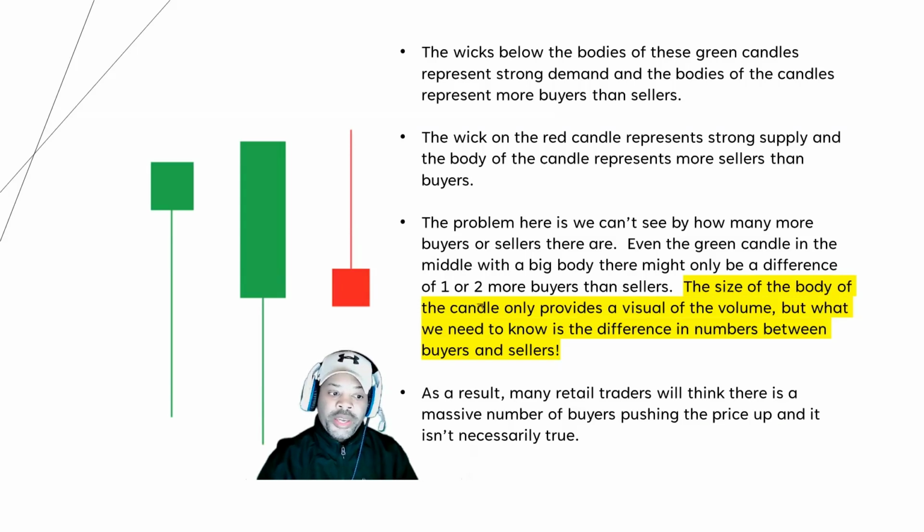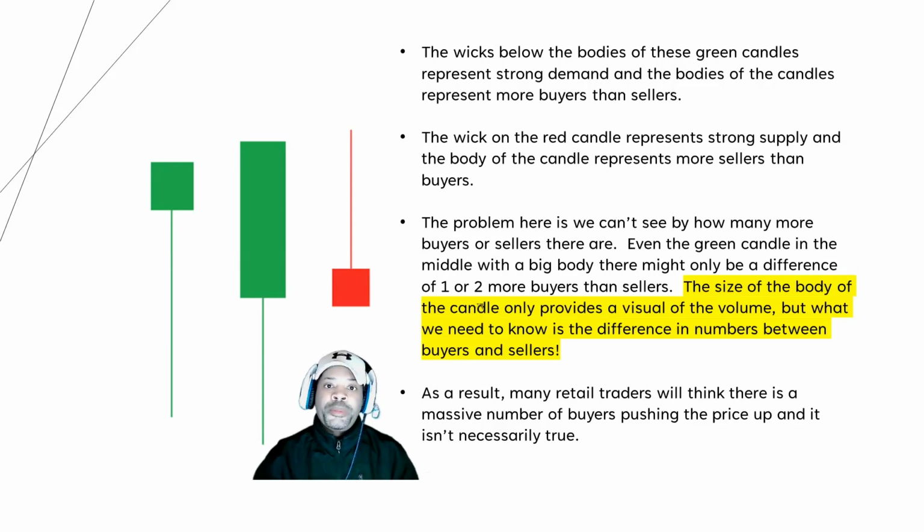Even the green candle in the middle with a big body, there might only be a difference of one or two more buyers than sellers. There's been so many times in my trading career where I saw a candle like the one in the middle, and I thought, wow, this is a huge, massive bullish candle, especially if I saw it on the 1 hour time frame. But I never even thought about, wow, I wonder how many more buyers there are than sellers.